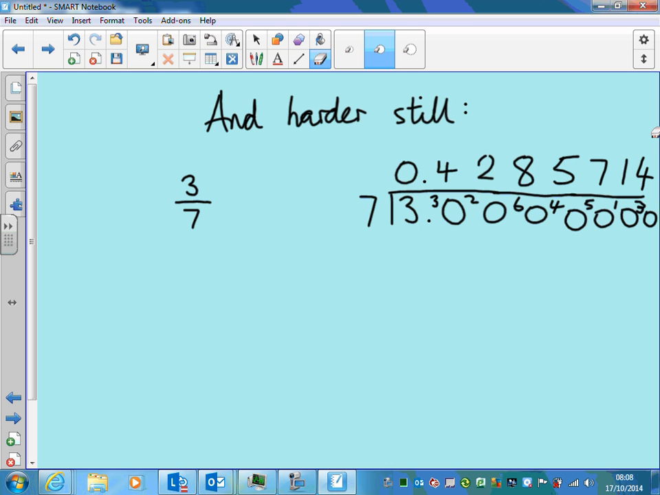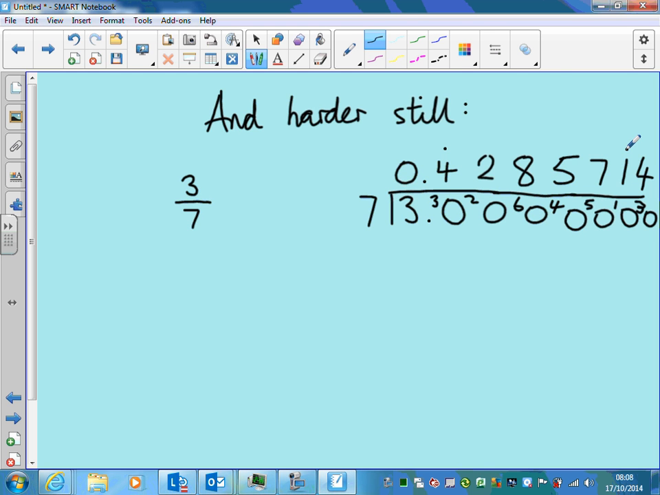So the answer to 3 divided by 7 is 0.428571 recurring, meaning all those digits would recur. They keep going on forever. That block from 4 to 1 will just keep going on and on forever. So we don't need to carry on working it out. We realise that's what's going to happen.